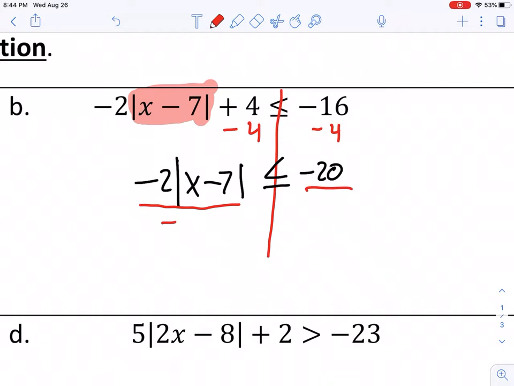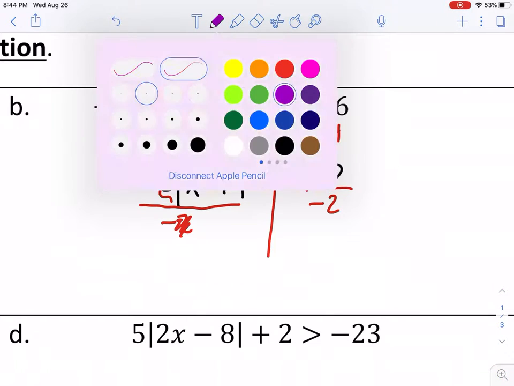So I'm dividing negative 2 here. That makes these cancel out. They turn into a 1. And I divide a negative 2 here. Remember our inequality rules. If we divide by a negative, our inequality sign flips directions. I'll write that in purple.